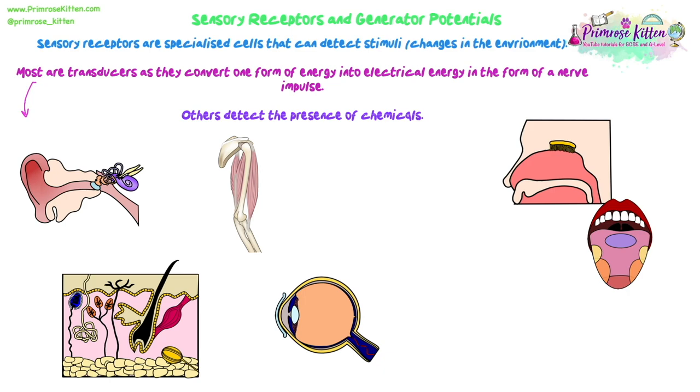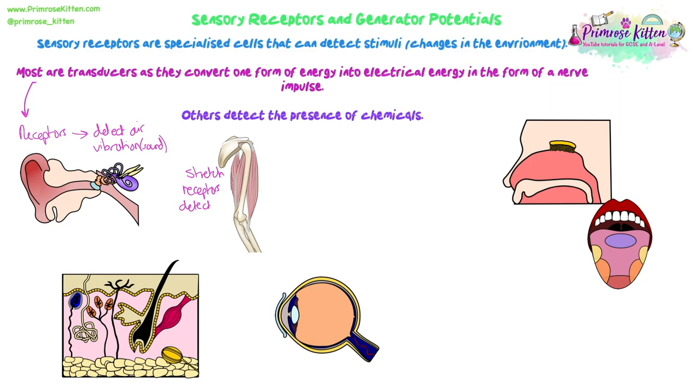There are sensory receptors, and these are specialized cells that can detect stimuli. And remember, stimuli just means changes in the environment. So most can be described as transducers because they convert one form of energy into electrical energy in the form of a nerve impulse. So receptors in your ear detect changes in air vibration. So that's movement of the air, so kinetic energy to electrical energy. You've got stretch receptors in your muscles, and they detect the movement or stretch or elongation of muscle fibers. Again, kinetic or movement energy to electrical energy.